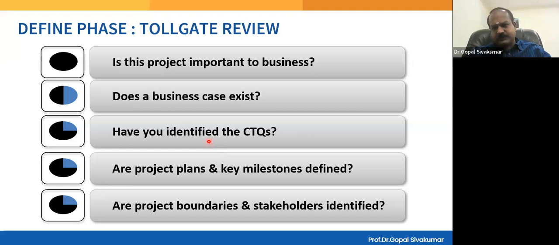So these questions you should be able to answer. This is not a complete list of questions. Only sample questions I am highlighting here. Like this, many questions might be asked. We should be able to find answers and give answers. For that purpose, we have to work effectively in the define phase. Is that clear to all of you?